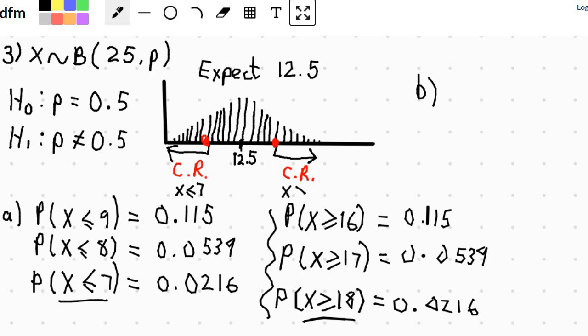Remember, when you write your critical region, you don't write probability of x greater than or equal to 18. You just write the inequality. Okay, so they're my two regions. That's part A done. Let's go back and quickly look at part B.